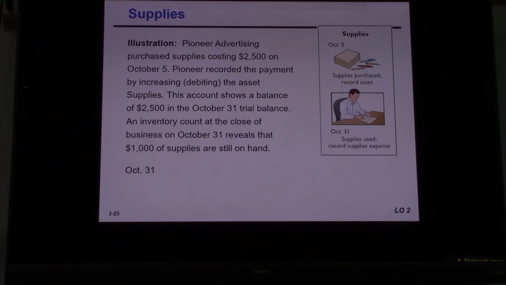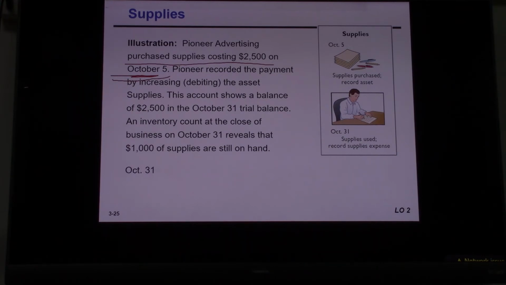Recall from Chapter 2 that Pioneer Advertising purchased supplies costing $2,500 on October 5. So on October 5, Pioneer Advertising purchased supplies costing $2,500.